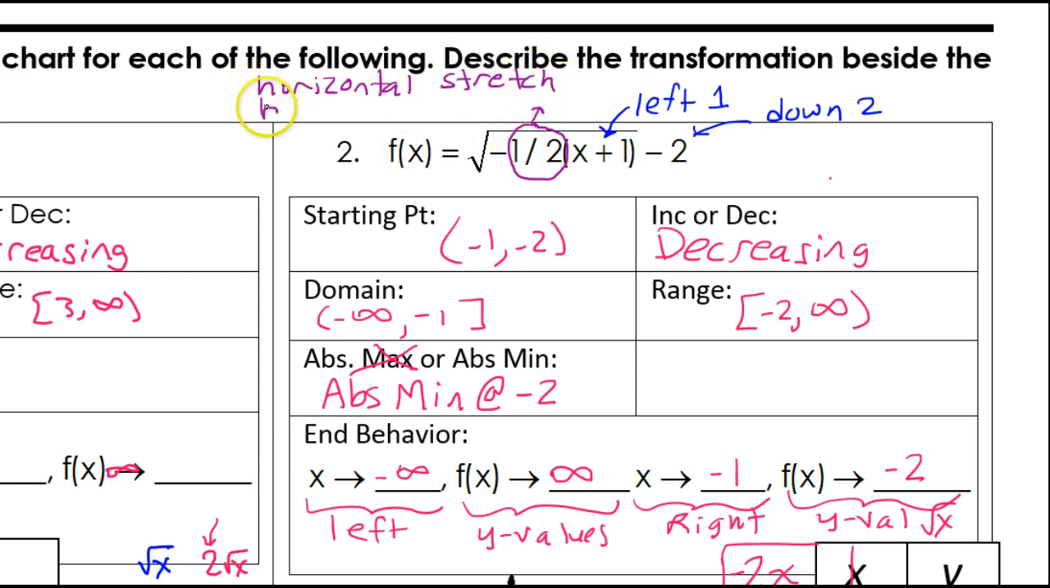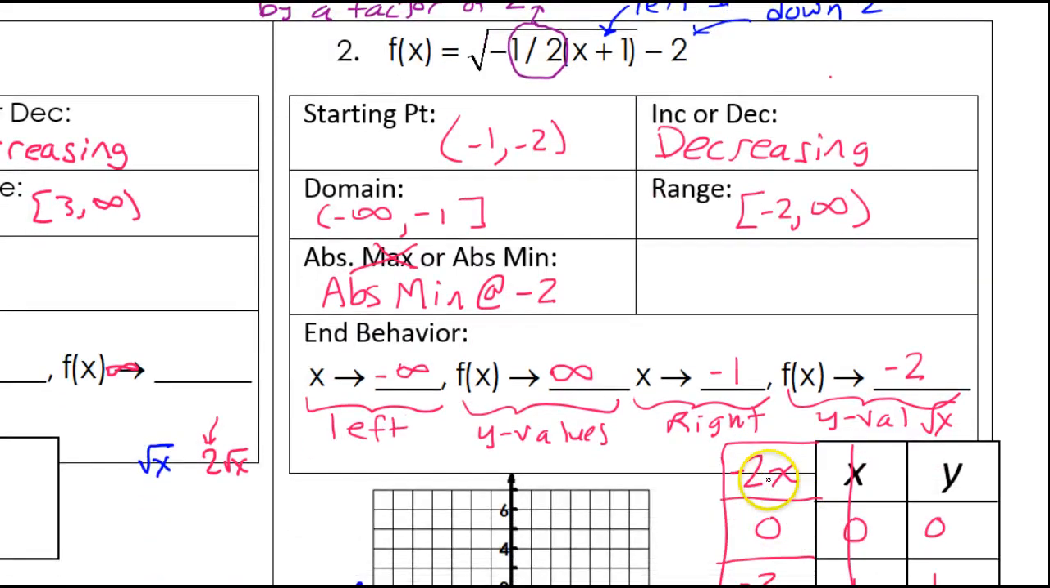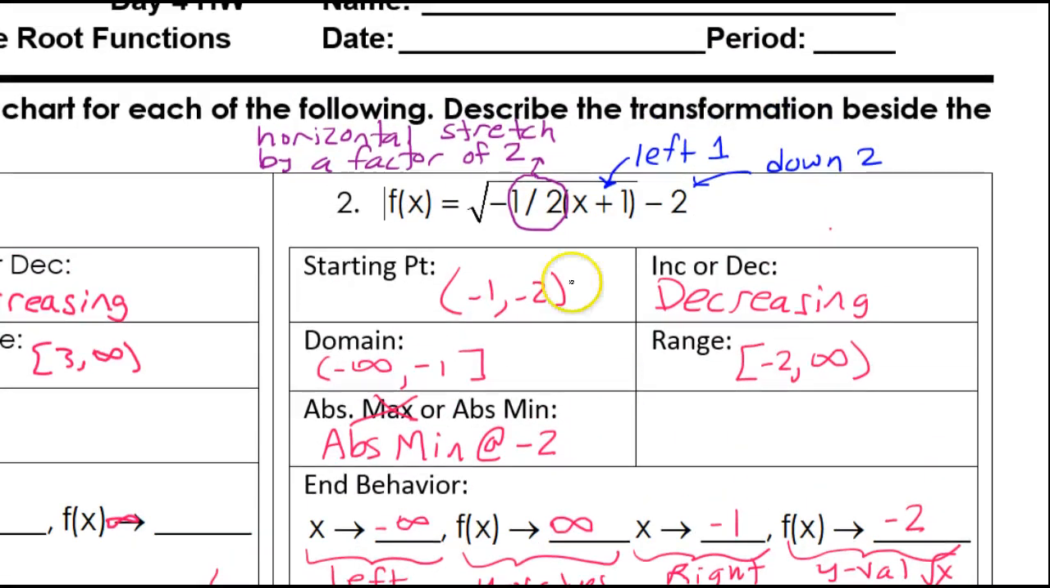by a factor of 2. And I got the 2 by doing the reciprocal. It's exactly what we did when we made our new x column. We had to do the reciprocal. But I'm not going to say -2 because the negative sign is its own transformation.